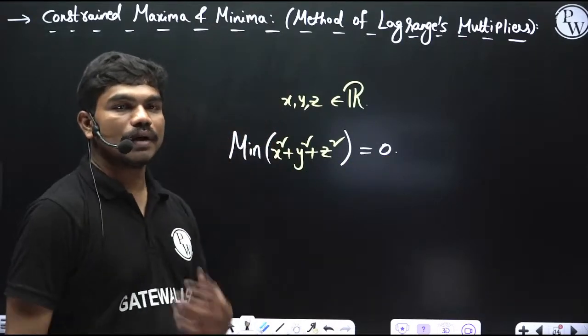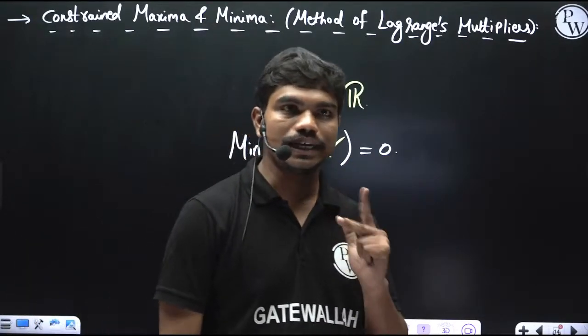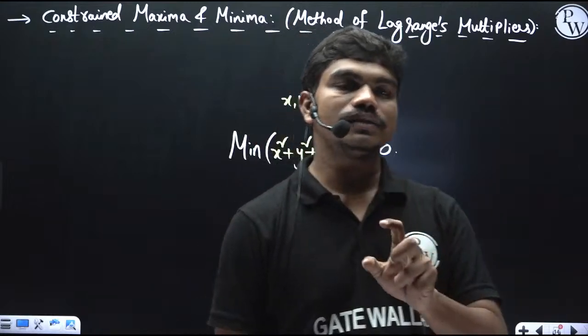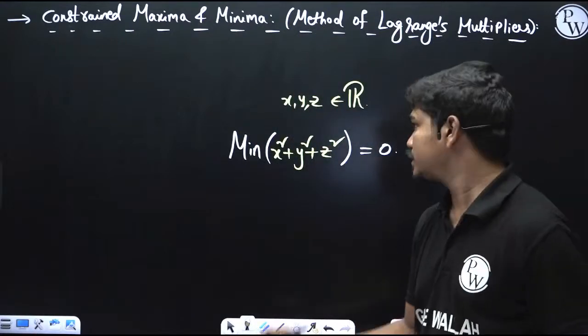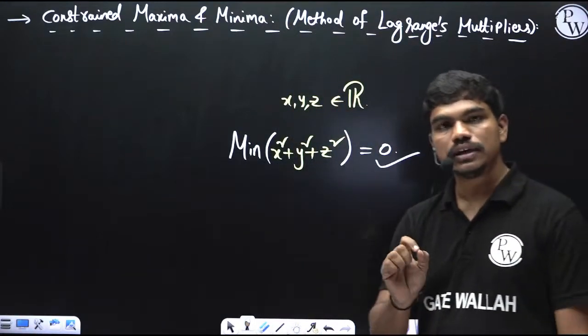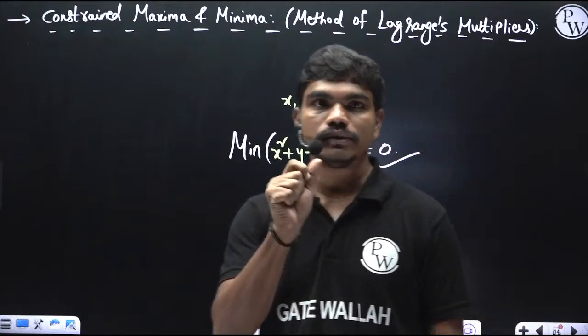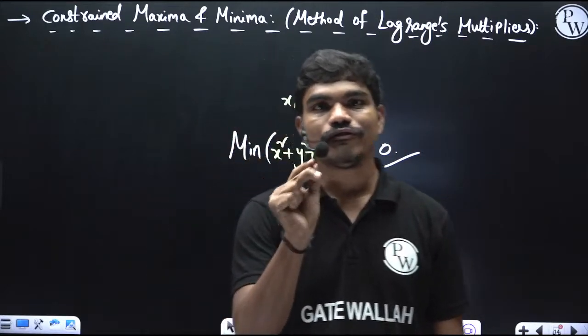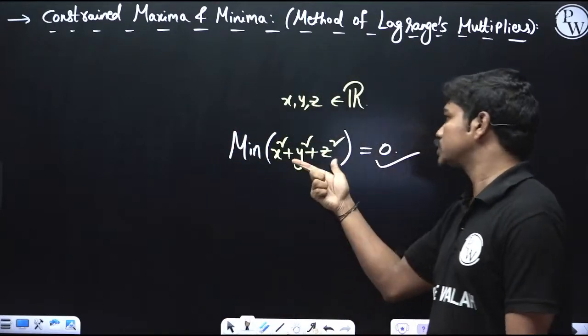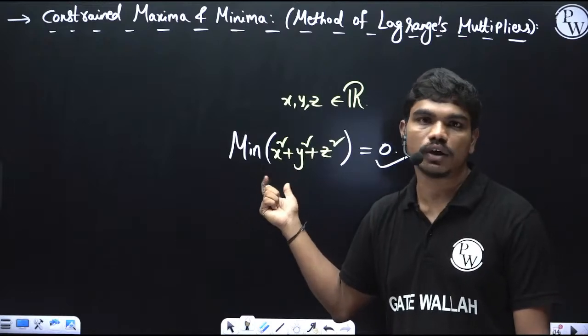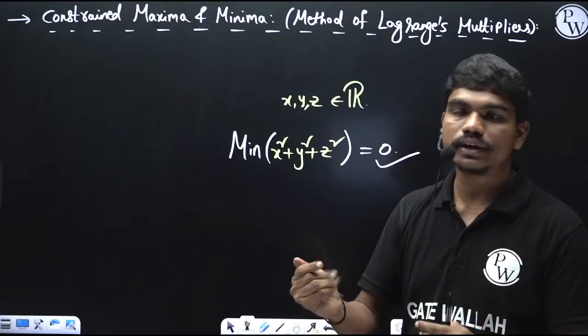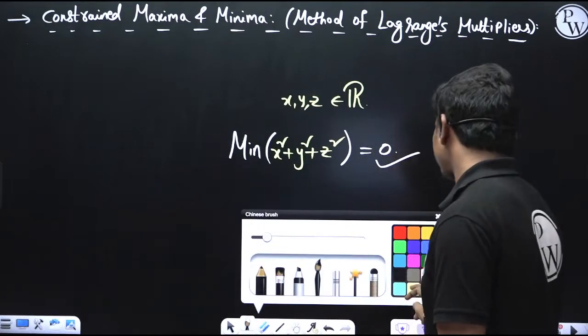Correct, Himbindu, the answer is 0 of course. Apart from x equal to 0, y equal to 0 and z equal to 0, if you try to keep any other values, ultimately this function is non-zero and it gives you some positive value. Okay, so that's why this is 0.